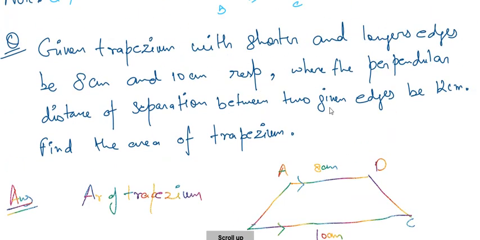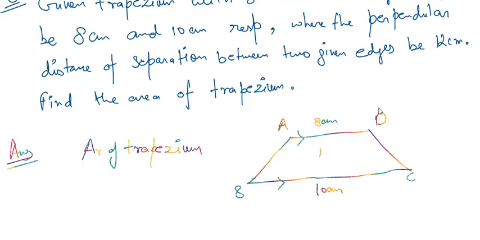What's given next? It is given the perpendicular distance of the separation between the two given edges. I have two edges, AD and BC. Separation is the distance between them, and I have perpendicular separation, so I will be dropping a perpendicular. This perpendicular separation is given to me as 12 centimeter.